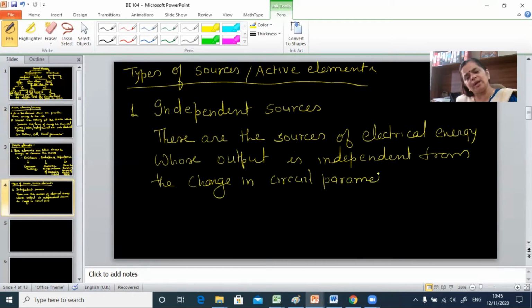I already told you what a circuit is. A circuit is a combination, an interconnection, of electrical elements, and the values of those electrical elements are called the circuit parameters. Suppose one circuit consists of three resistances of 5 ohms, 10 ohms, and 15 ohms, and it is connected to a DC battery. Then the 5 ohm, 10 ohm, and 15 ohm resistances are called the circuit parameters. So this is about independent sources.